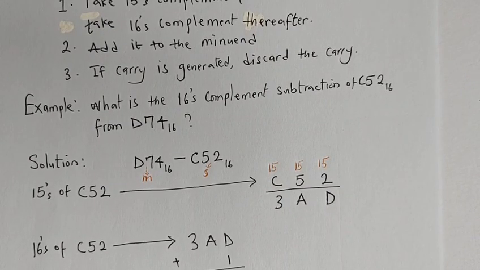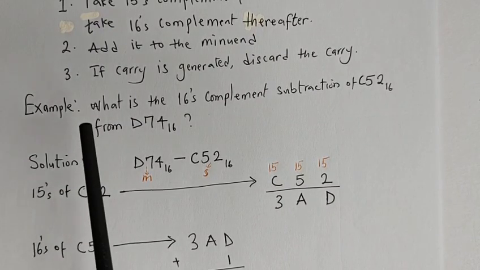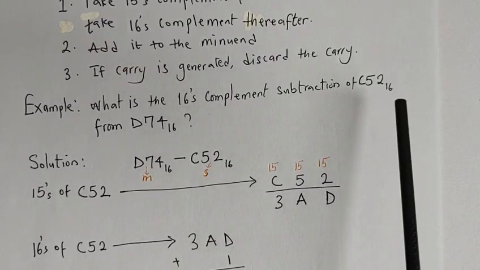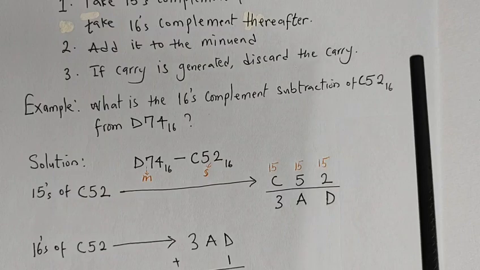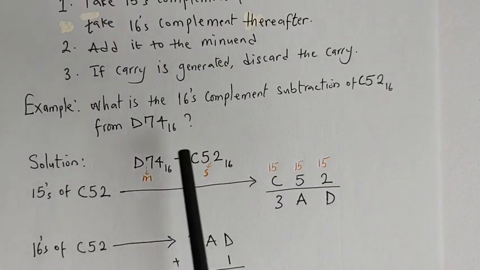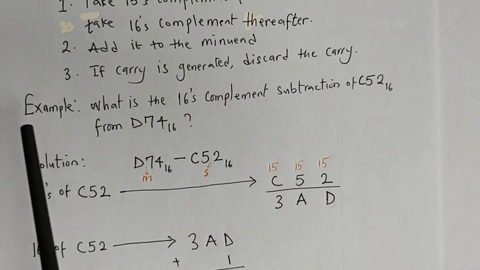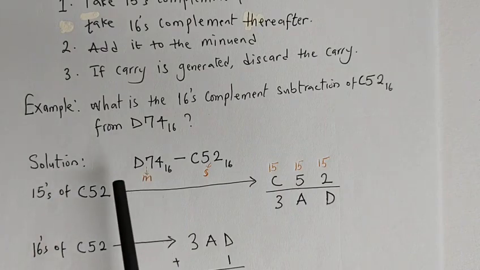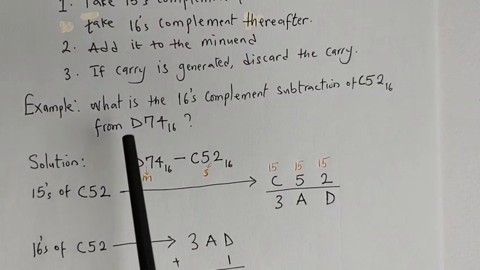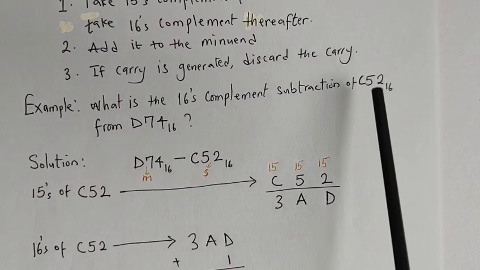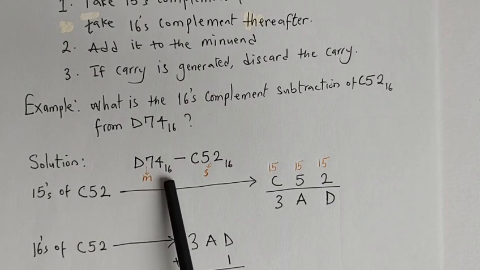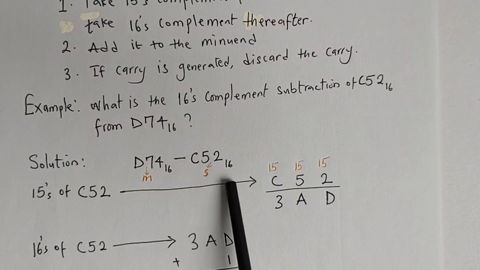Alright, so let's look at the example. What is the 16th complement subtraction of C52 base 16 from D74 base 16? Now let's go straight to the solution. We're going to write it this way because we're subtracting C52 from D74. It means C52 is the subtrahend. So we say D74 base 16 minus C52 base 16.